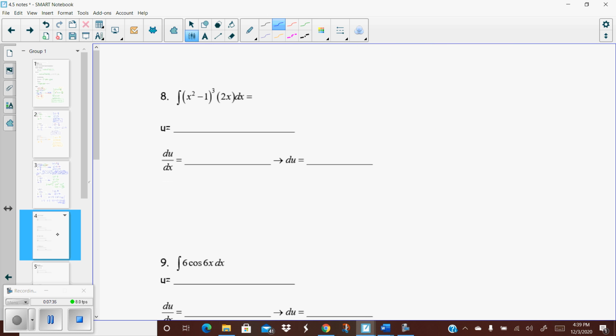Okay, this next page is just a bunch of more practice. So what I'm going to do is I'm going to give you the answers and then let you guys at some point in time use these as practice. So the first one, if you do everything correctly, should give you 1/4 x squared minus 1 to the 4th power plus c. Number 9 is going to end up giving us sine of 6x plus c.